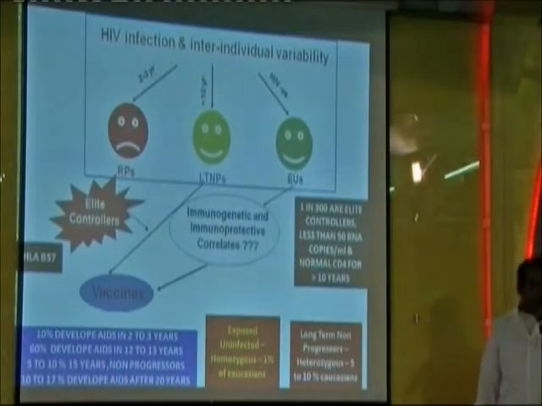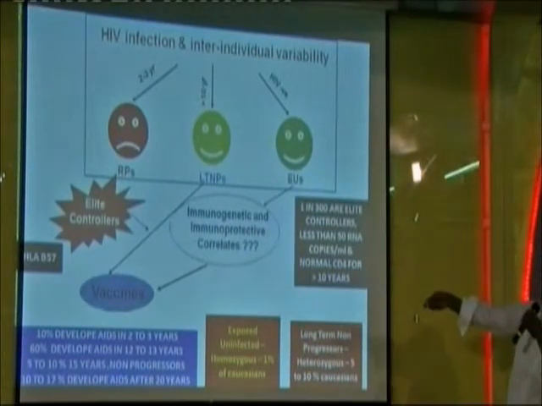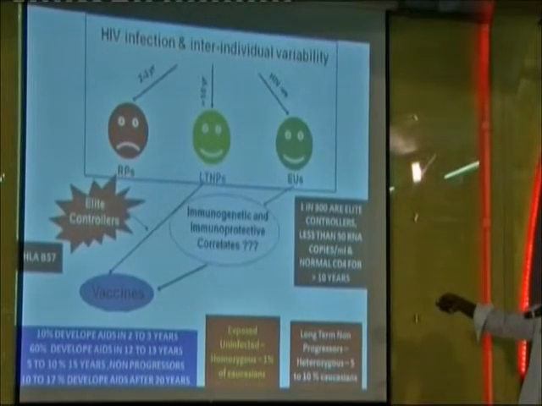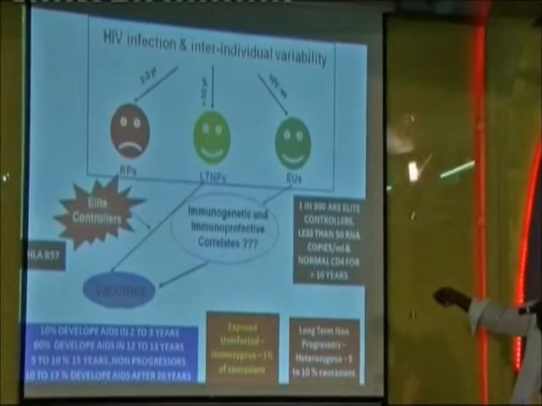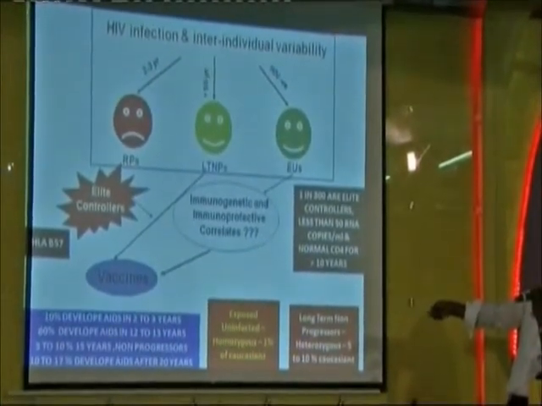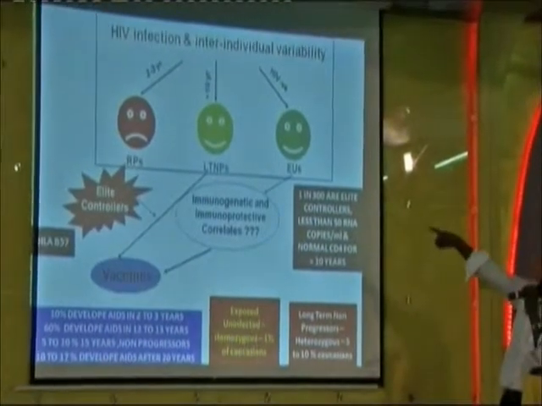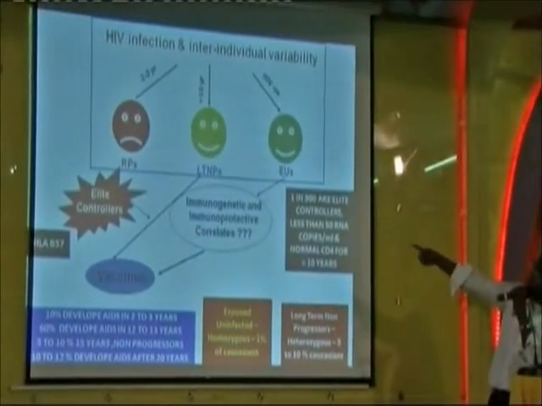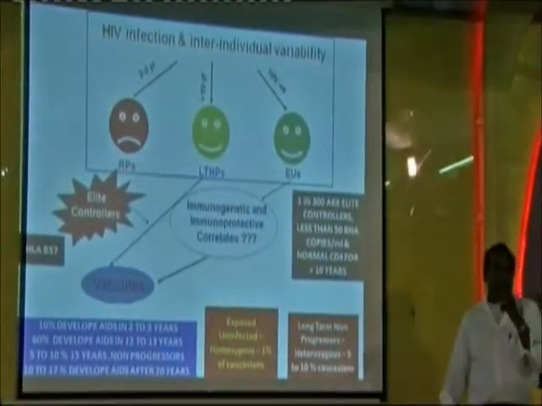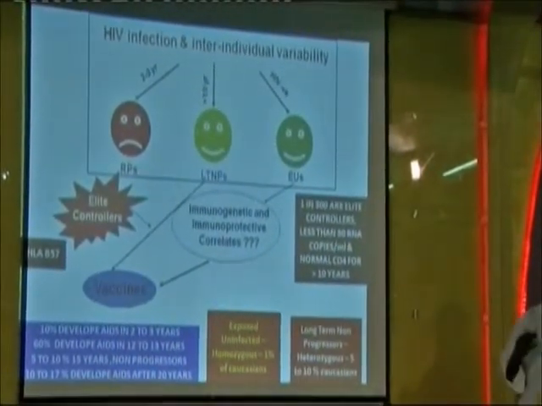And some people are elite controllers. These people have the virus, but they're able to live with the virus for a prolonged period of time. These are long-term non-progressors. These are highly exposed but uninfected people. They are still HIV negative. And then there are some people who are rapid progressors, which is RPS, which you can see on the extreme right. They can even progress as early as 2 to 3 years. So there is different diversity.